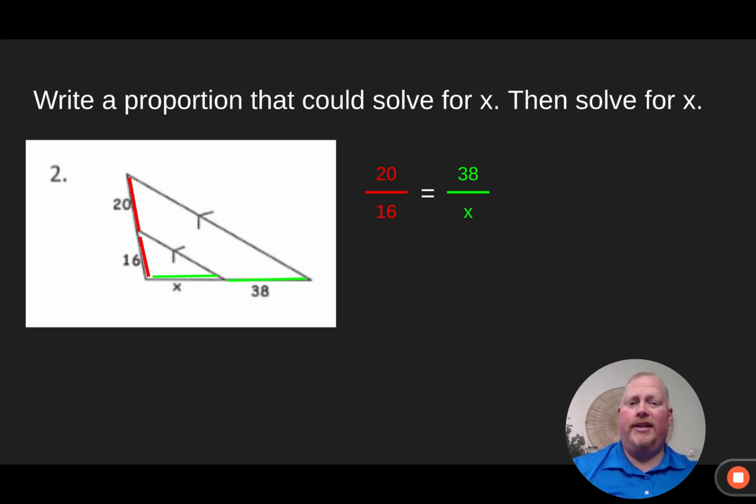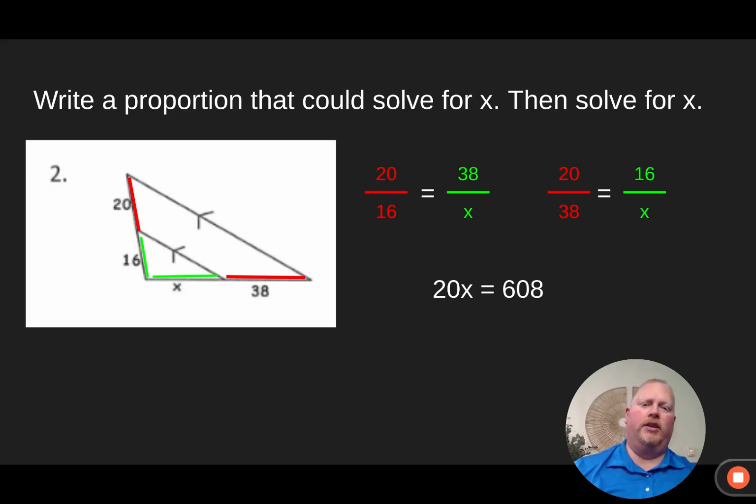Or yet another way to set it up, if I start with 20 and instead of staying on the same line, what if I take that 20 and go across? So 20 over 38 equals 16 over x. Both good proportions. So cross multiply, you get 20x equals 608, and divide by 20, and you get 30.4.